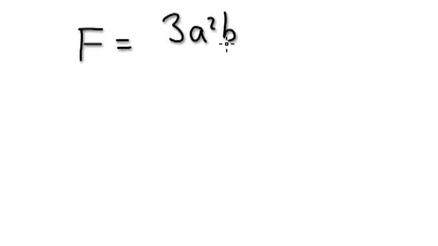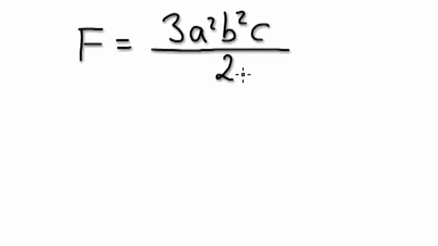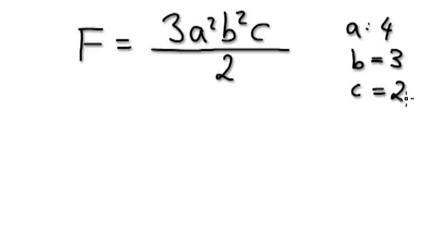Okay, so the next one, let's give you this one here. F equals 3a squared b squared c over 2. A equals 4, b equals 3, and c equals 2. All right. So basically, what this is saying is you've got one bubble here. You've got another bubble here.